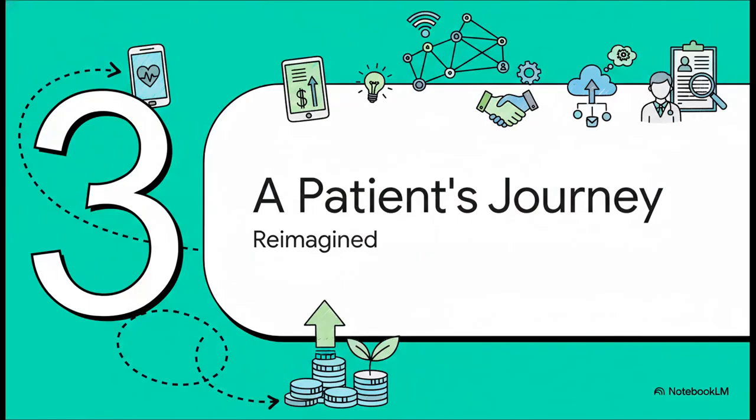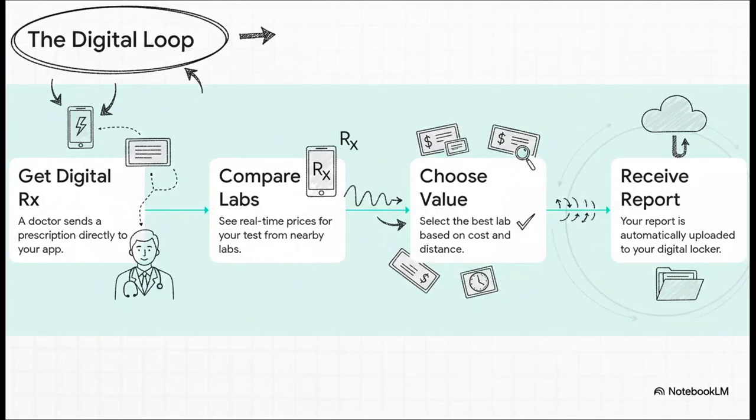Now, that all sounds great in theory, but what does this actually look like for a real person, for you or me? Let's walk through a totally reimagined patient journey and see how it all clicks together. So it all starts right inside the app on your phone. You find a doctor, have your appointment, and boom, they send a digital prescription directly to you. No more paper to lose. The app then instantly shows you labs nearby that can do the required test. You can see the prices, pick the one that's the best value, get the test done, and the report shows up right back in the app. It's a perfect closed loop.